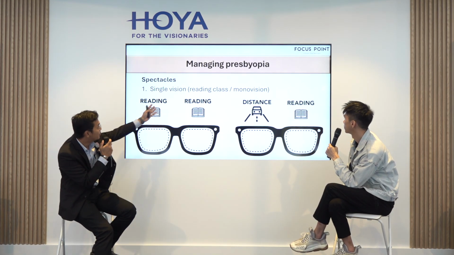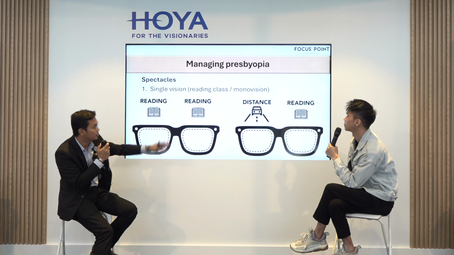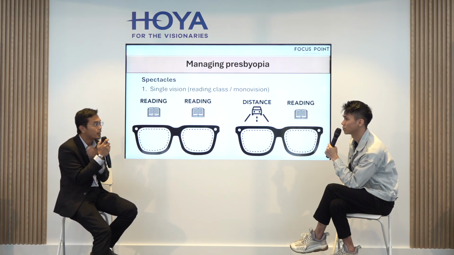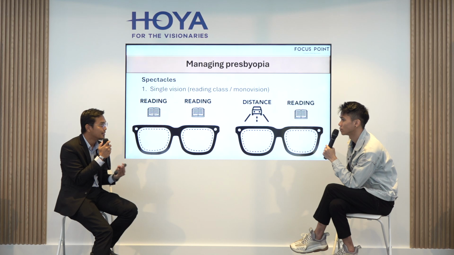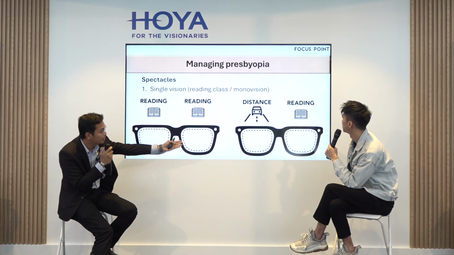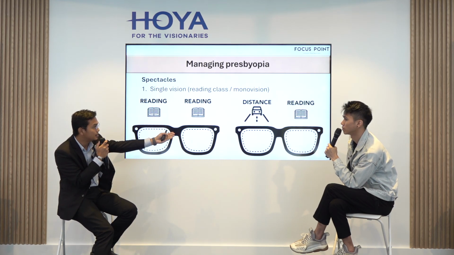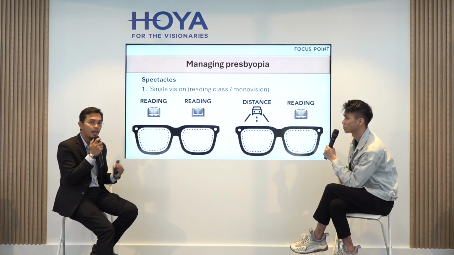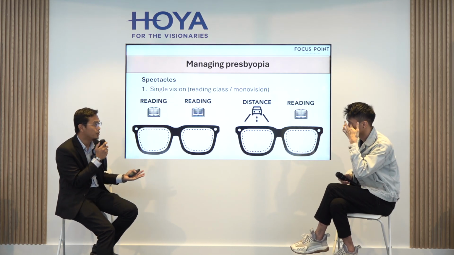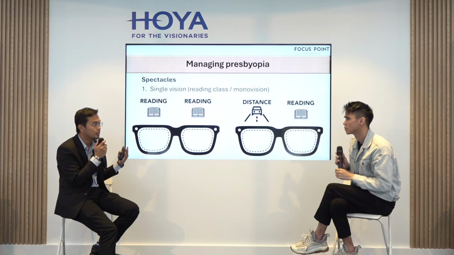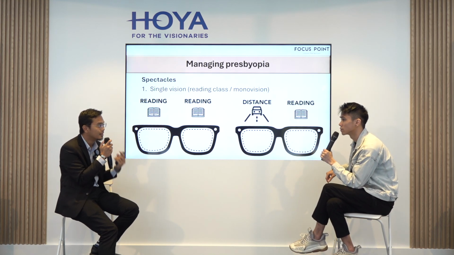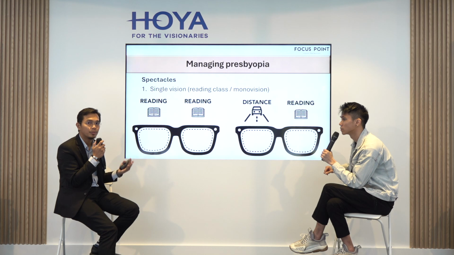The second option for single vision is monovision. As the name says, mono means one eye sees one distance only. For example, the right eye sees distance and the left eye sees near for reading. But not everyone can use this approach. Some people have difficulty adapting because one eye sees far, one eye sees near, so it's not balanced.